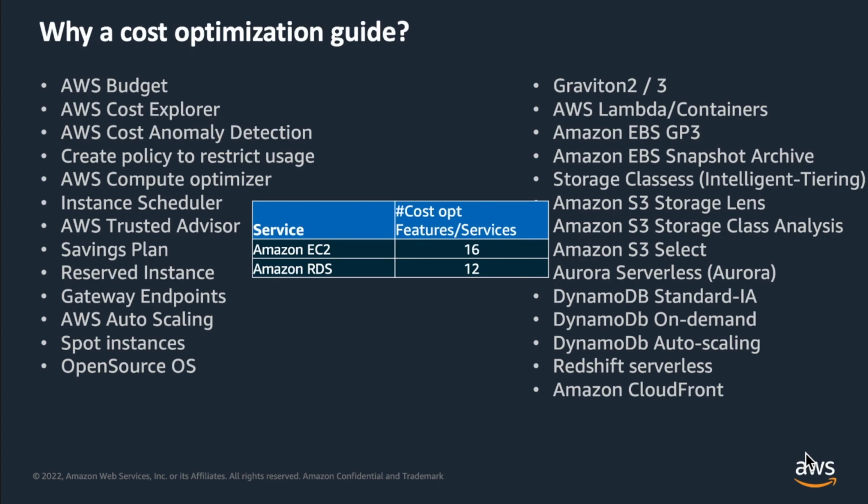And for RDS, you will have to use 12. Sometimes it's hard to know which option you can use to cut costs on a specific AWS service. Sometimes you even forget, because there are a lot of options. So the goal of this is to help you with that.